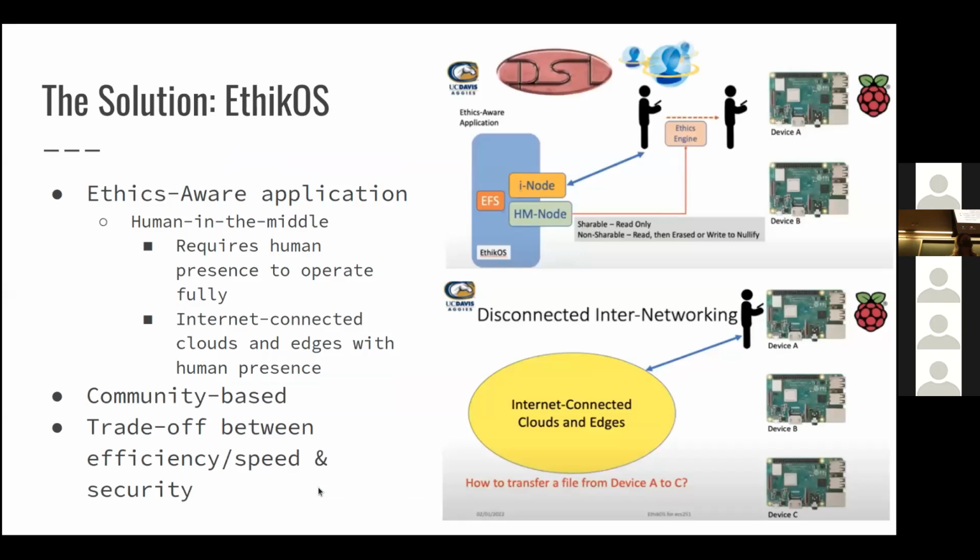Okay, so we propose a solution using ECS 251, which we studied a little bit in class. So we know it's an ethics-aware application. It has a human in the middle, so it requires a human to be present to operate fully. In addition to the human, there are internet-connected clouds and edges. It's going to be community-based, and there's going to be a trade-off between speed and efficiency of the system versus more security. So we thought this was a great solution for this kind of problem.